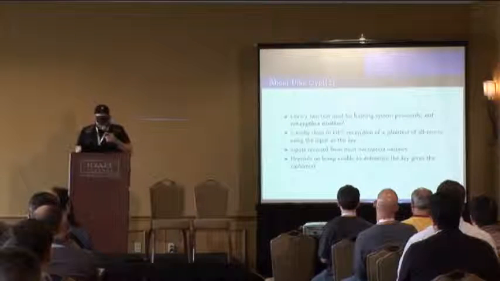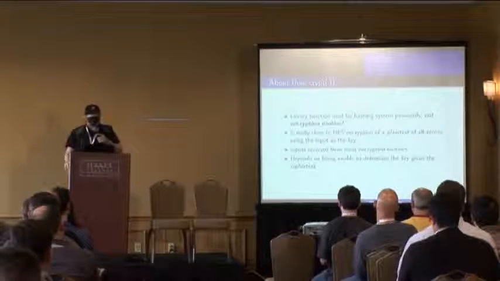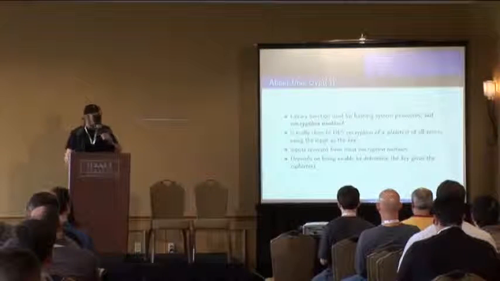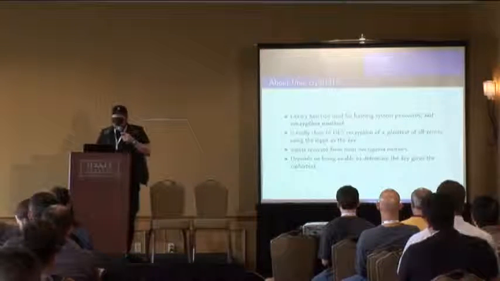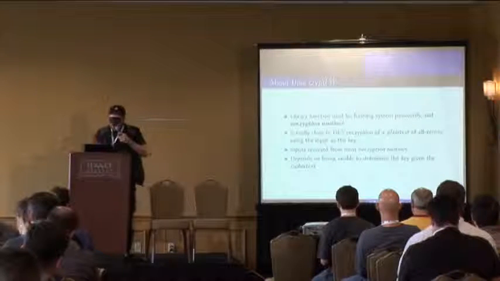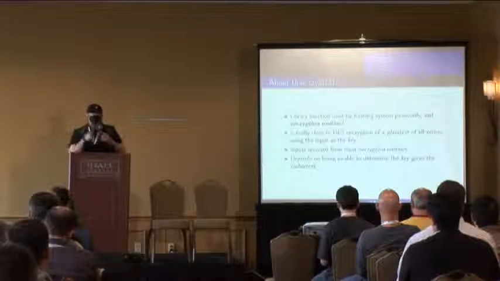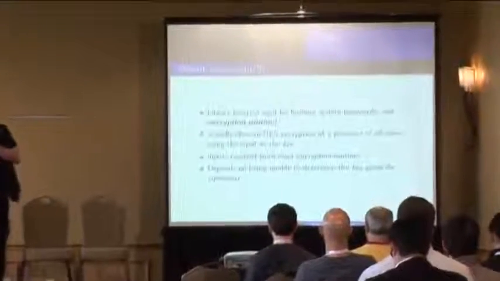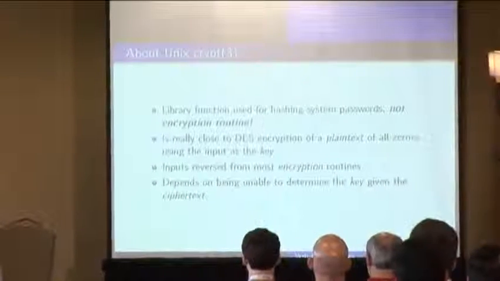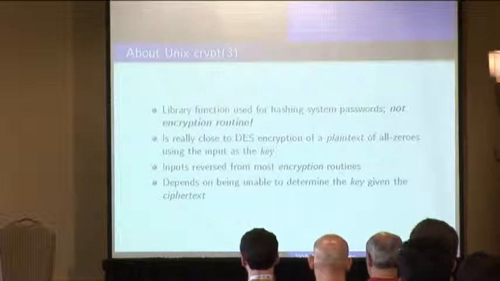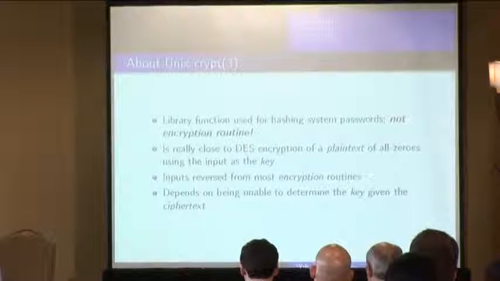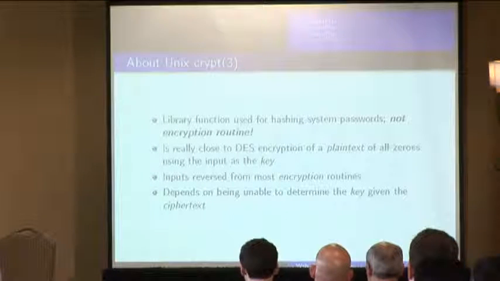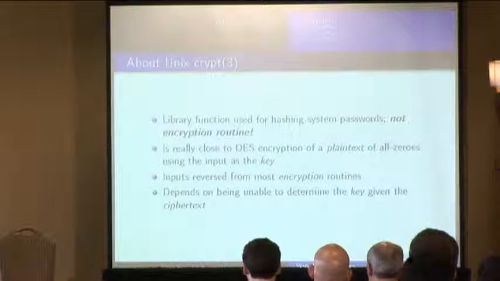Now, we're going to talk about what you should be doing instead of encrypting in a second, but first a few other mistakes that people have made. Back in the day, this was the Wall Street Journal, actually. They didn't realize that crypt is not an encryption routine. It's a library function that was used for hashing system passwords. It's really close to a DES encryption of plain text of all zeros, using the input as the key rather than as the plain text, right? So those inputs are reversed from the way you use most ciphers, and it depends on being unable to determine the key given the ciphertext.